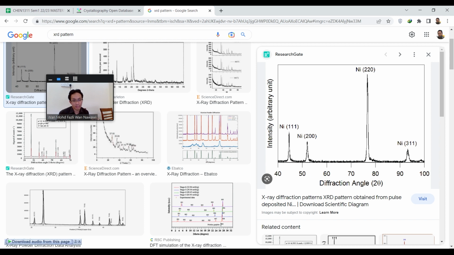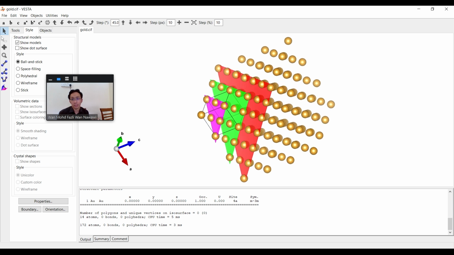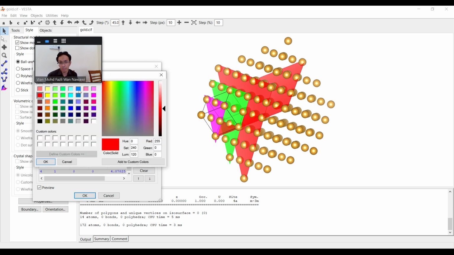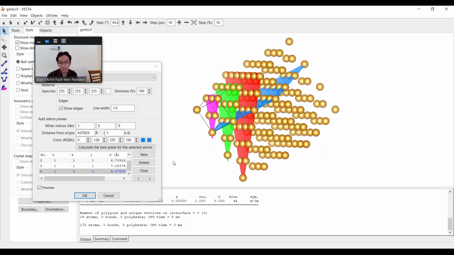For example, let's say I go here, this is plane 111. Let's say I make a plane, edit lattice plane. Let's say I make plane 100, new 100. Let me put in the color, maybe blue. Okay, and then let me put another one, new, and then I put 2. Okay, enter.